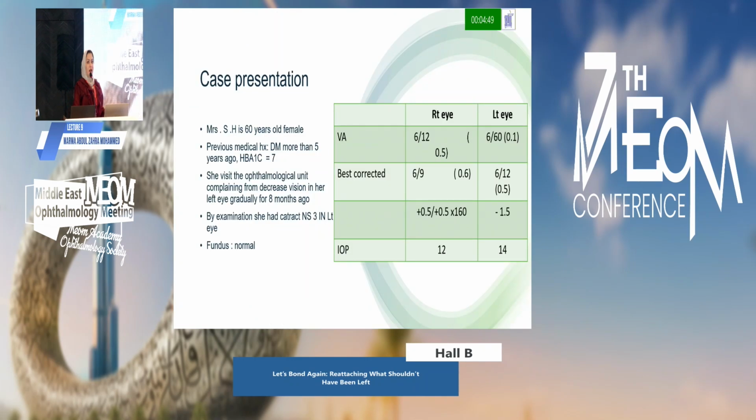So, Mrs. Sabiha Hassan is a 60-year-old female. She came to the ophthalmological unit seeking cataract surgery. She has been diabetic for 5 years. Her HbA1c is 7 and it's controlled.